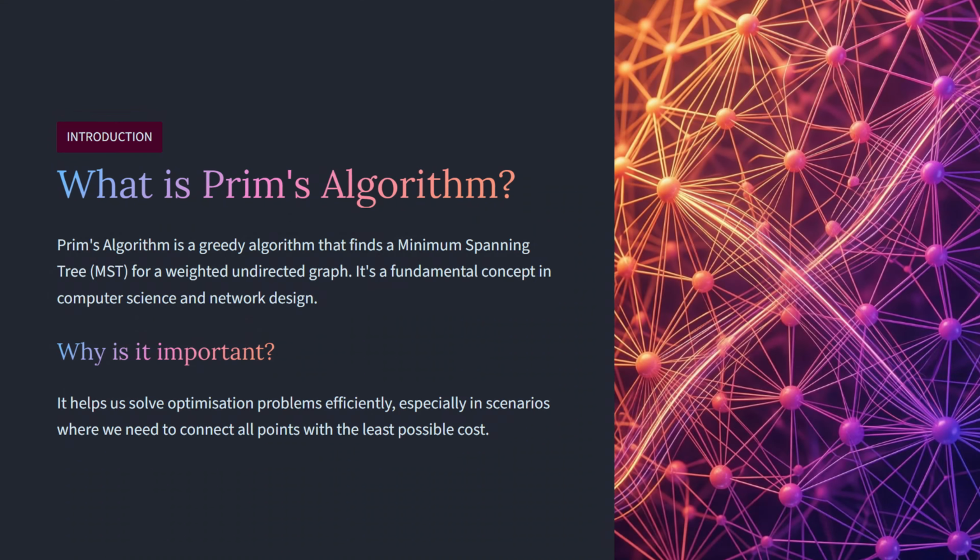First, let's understand what Prim's algorithm actually is. Prim's algorithm is a greedy algorithm that is used to find a minimum spanning tree of a weighted graph. In simple words, it helps us connect all nodes in the cheapest possible way. It is considered a fundamental algorithm in computer science, especially in graph theory, and you will often see it in university exams, assignments, and even technical interviews. So learning this properly will really strengthen your DSA foundation.